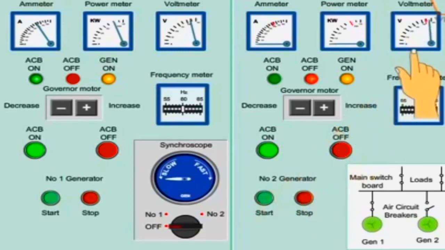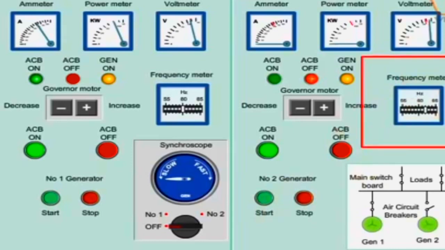Check the voltage and frequency of the generator. If the frequency is 62 Hz, decrease the frequency of the number 2 generator. This is done by using the governor motor control switch in the panel. This decreases or increases the speed and hence the frequency of generator 2.